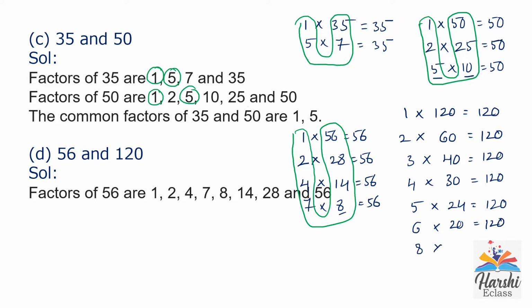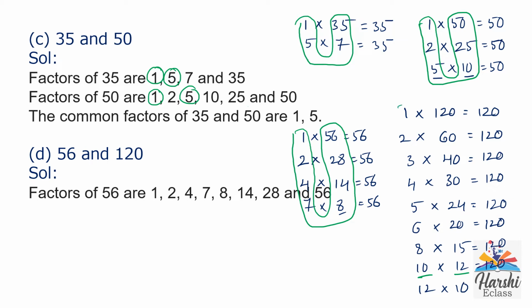8 15s are 120. After that 10 12s are 120. Then 12 10s are 120, which means the numbers are repeating.